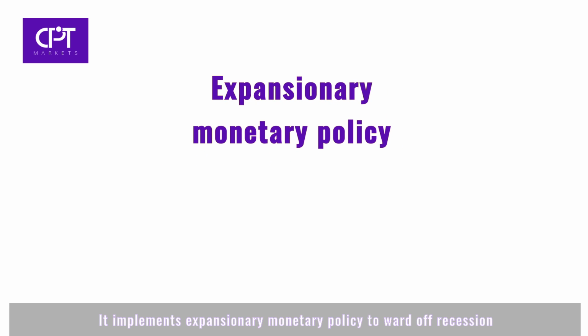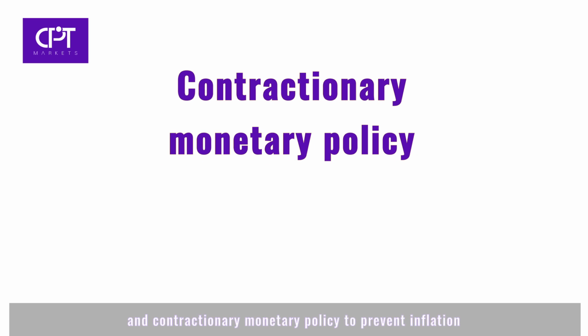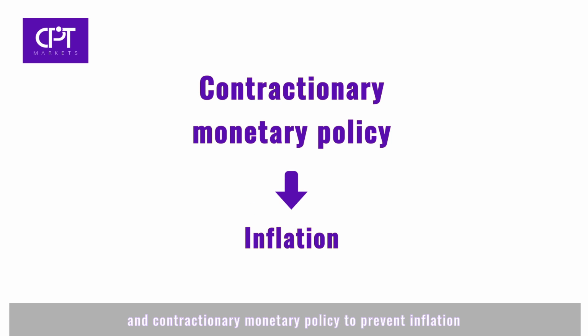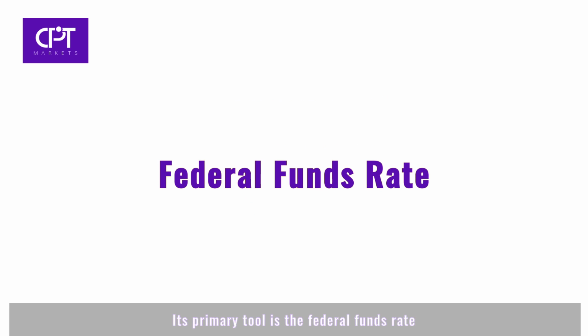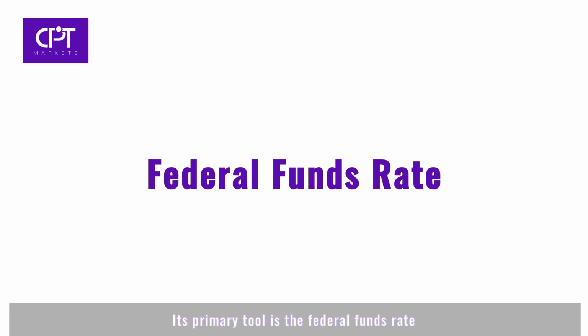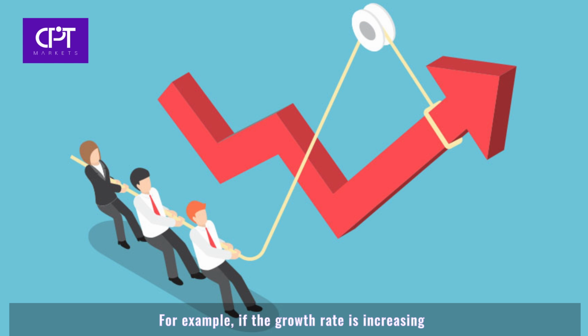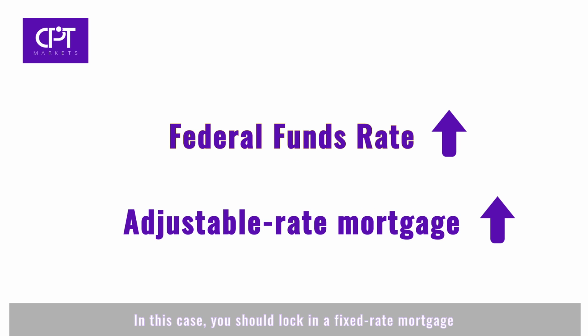It implements expansionary monetary policy to ward off recession and contractionary monetary policy to prevent inflation. Its primary tool is the federal funds rate. For example, if the growth rate is increasing, then the Fed raises interest rates to stem inflation. In this case, you should lock in a fixed-rate mortgage. Your payments on an adjustable-rate mortgage will rise along with the Fed funds rate.